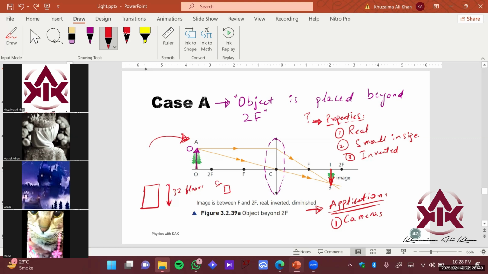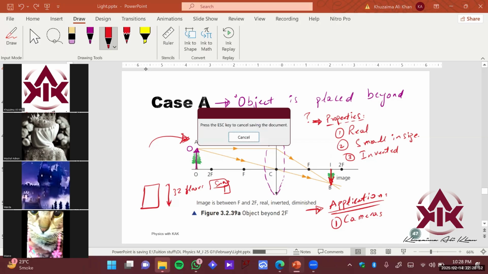So it has circuitry which flips the image so that you are seeing it properly in your phone, right? So in a camera, the image is formed real, inverted, and small in size, because imagine capturing buildings, capturing an elephant in your phone, okay? So this is one of the applications of this particular case, right? If it makes sense, thumbs up.